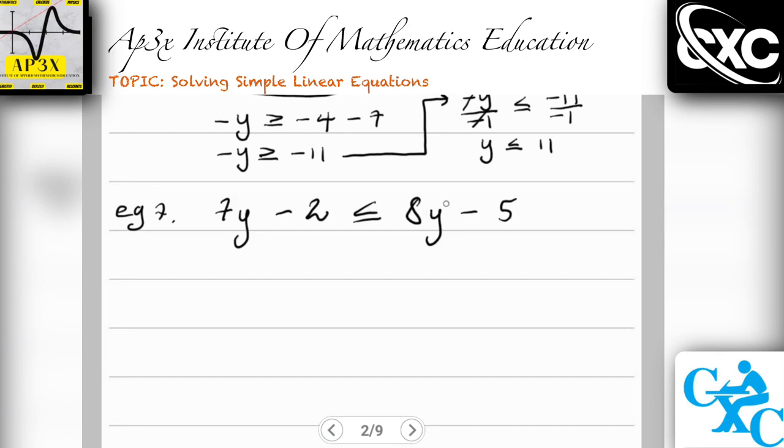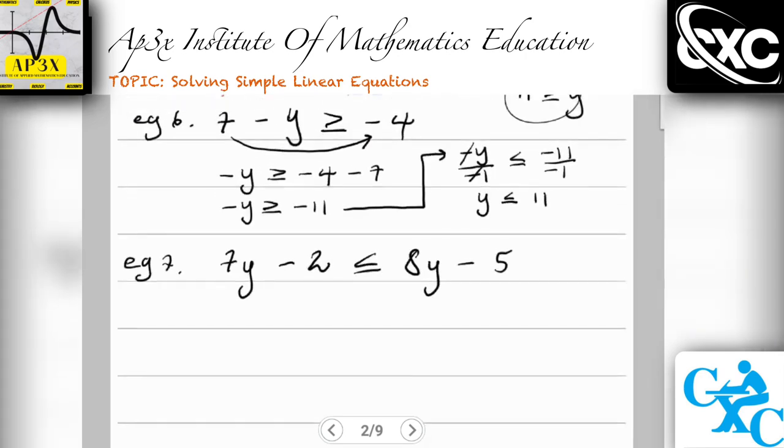We need to get the y's to be on one side or either side of the equation. Now, is there a right side or wrong side to get? Well, it really kind of depends. If you are able to remember to reverse the sign when it's a negative coefficient in front of your unknown variable, then okay, no problem. If you can remember to reverse the sign, no problem.